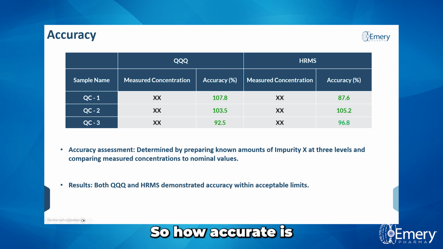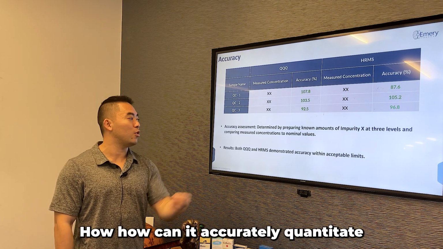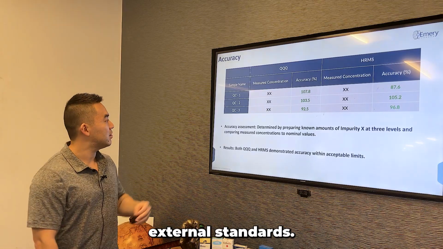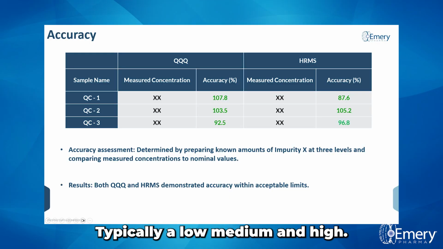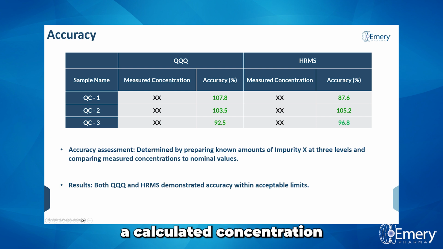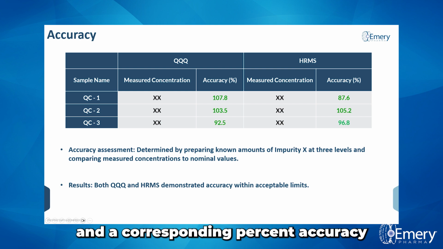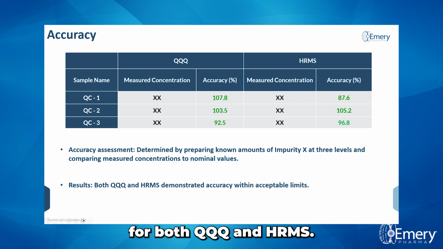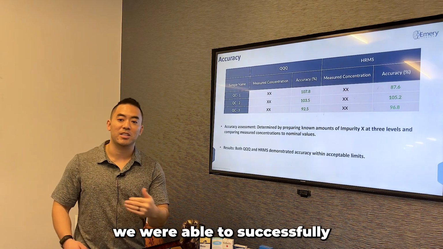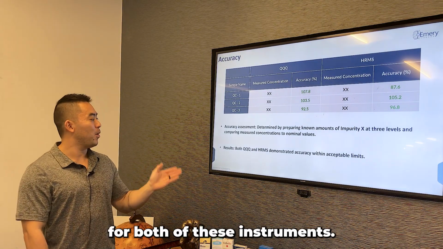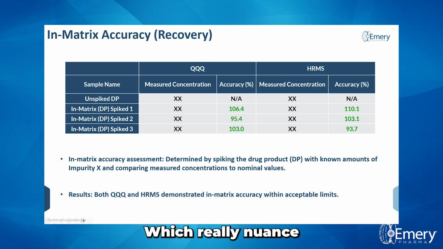So how accurate are these methods? That calibration curve, how can it accurately quantitate external standards? Here we have three different QCs, typically a low, medium, and high, and a calculated concentration and corresponding percent accuracy for both QQQ and HRMS. As you can see from this case study, we were able to successfully get accurate values for both of these instruments.